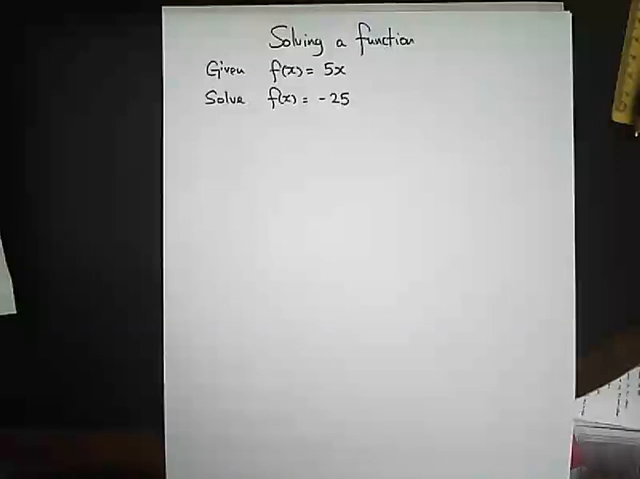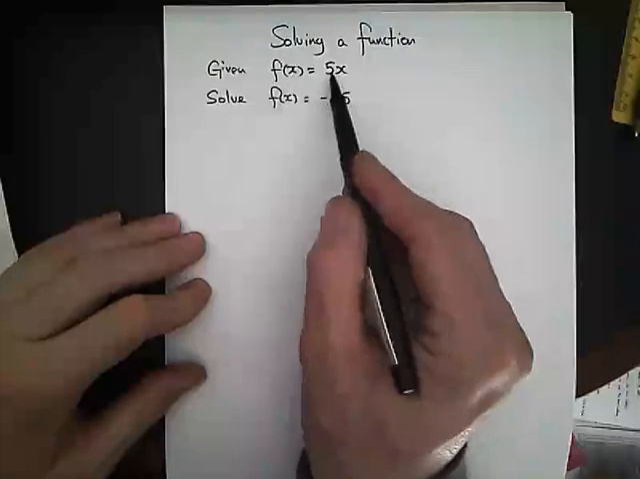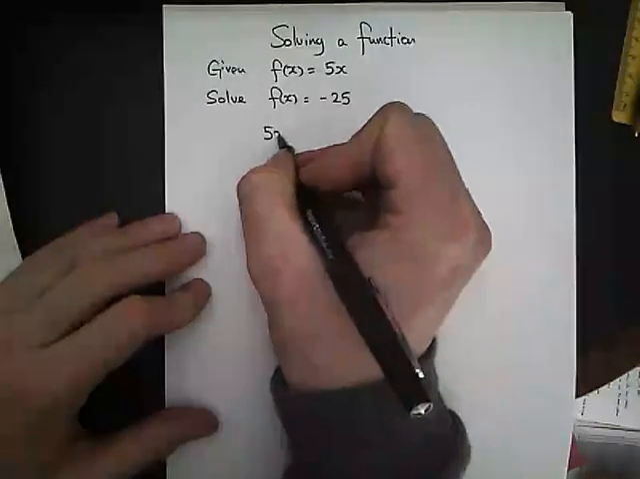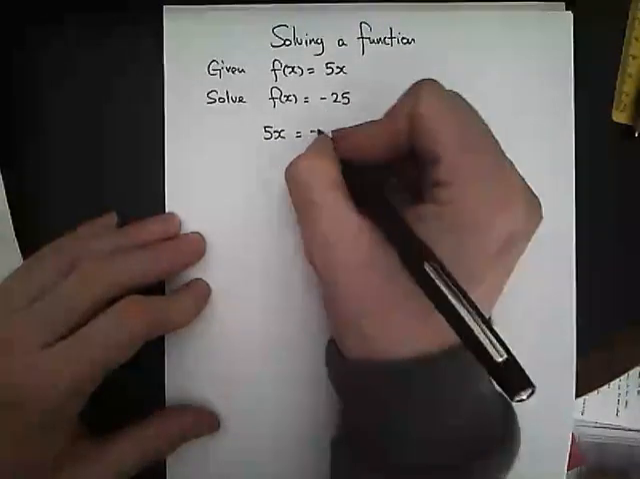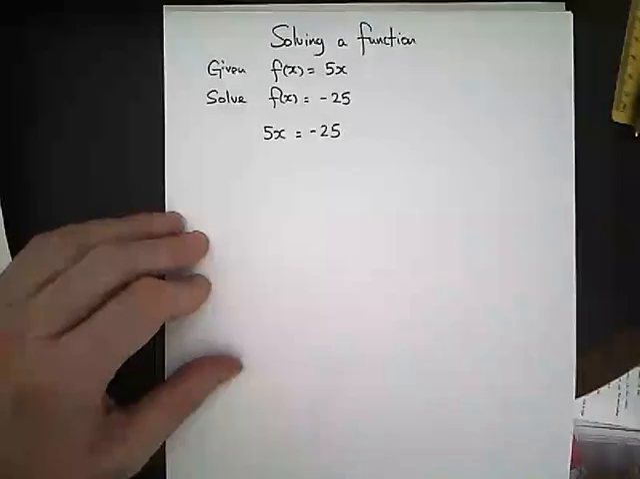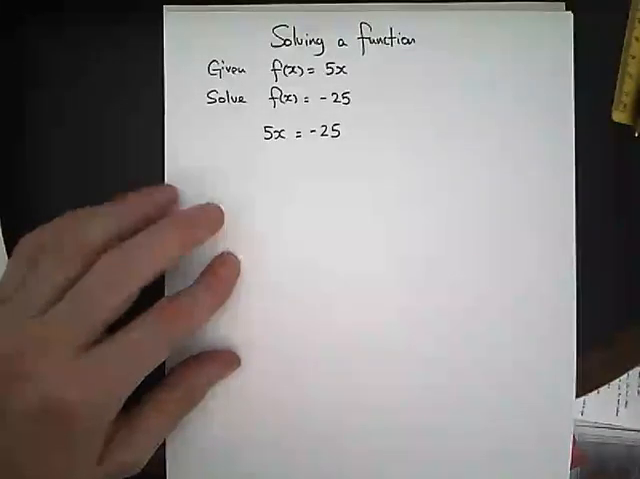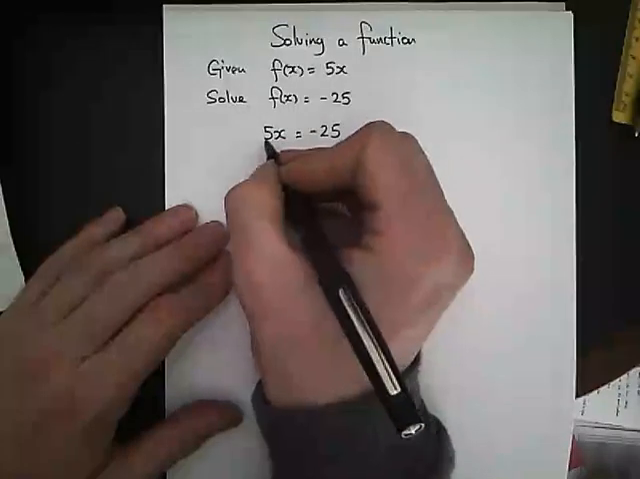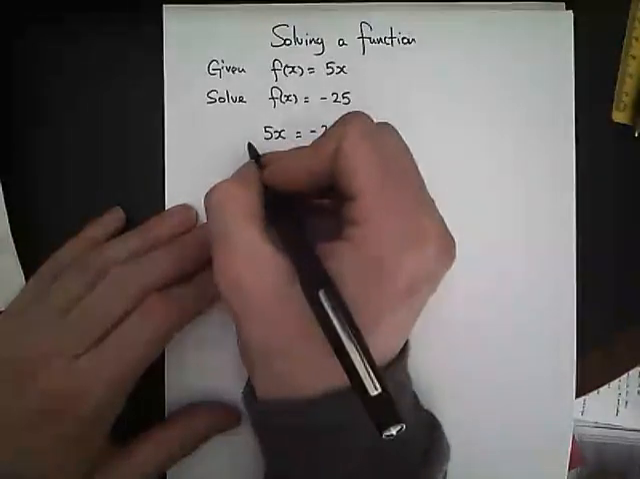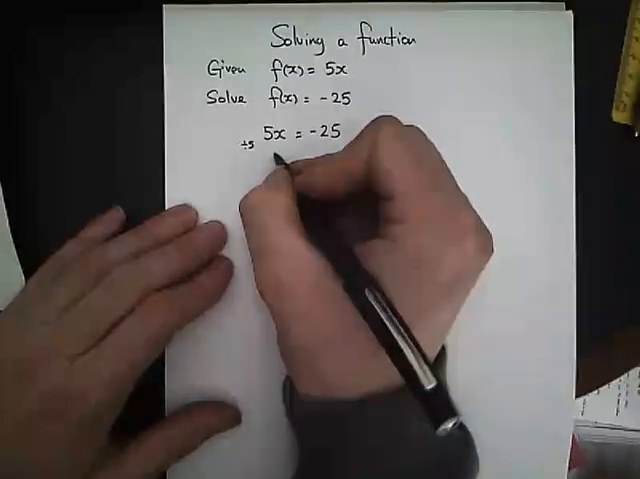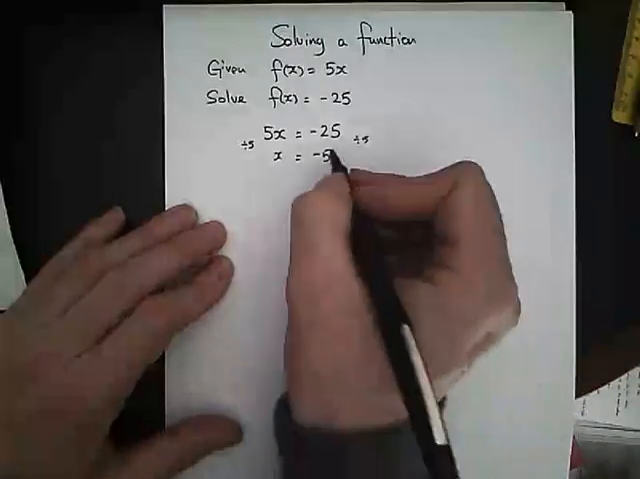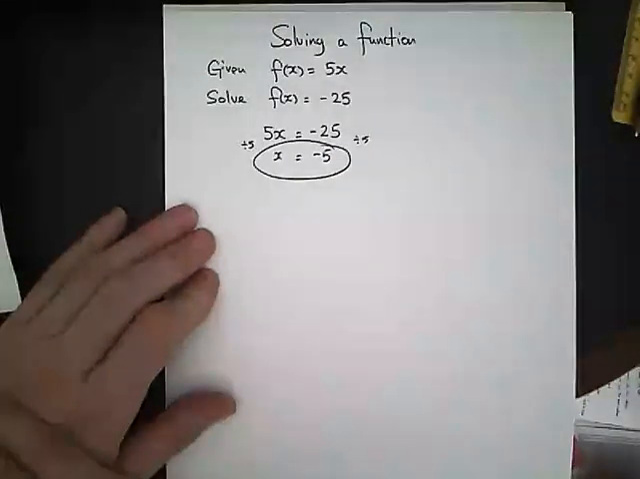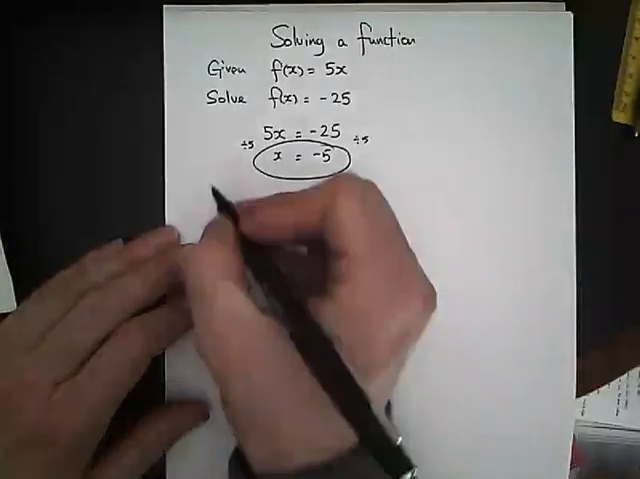So what we do, to set up a process so we can see how it's done, is if my function is 5x, and I know I'm looking for a value that gives me the number of minus 25, I make these two things equal to each other. So 5x must equal minus 25. Now to find out the x value, I need to work out this 5x down to 1x. So if I divide this by 5, I get my 1x, and if I divide this by 5, I get my minus 5. That is my answer. X equals minus 5, and I've solved the function.